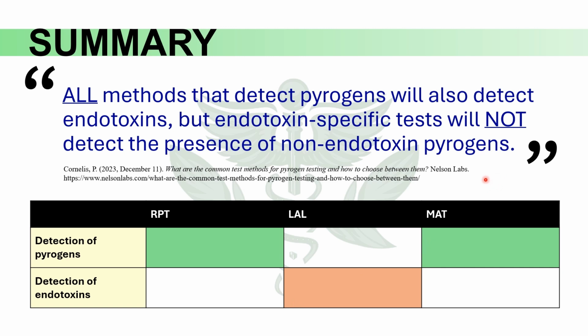To end this video, I want to summarize what we just learned in this one sentence. All methods that detect pyrogens will also detect endotoxins, but endotoxin-specific tests will not detect the presence of non-endotoxin pyrogens. So the rabbit pyrogen test and the monocyte activation test detect pyrogens, but the Limulus amebocyte lysate test detects endotoxin pyrogens only. And that will be all for this video.